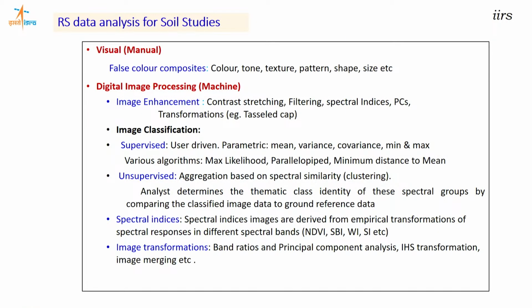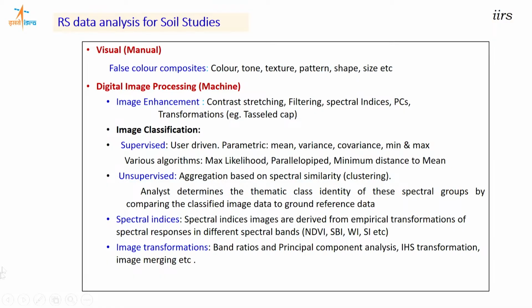When we want to analyze the remote sensing data, there are basically two types of methods we use. One is the visual method, you can say the manual method. We look at the false color composite image, and based on color, texture, pattern, shape and size, we can identify what the object is.